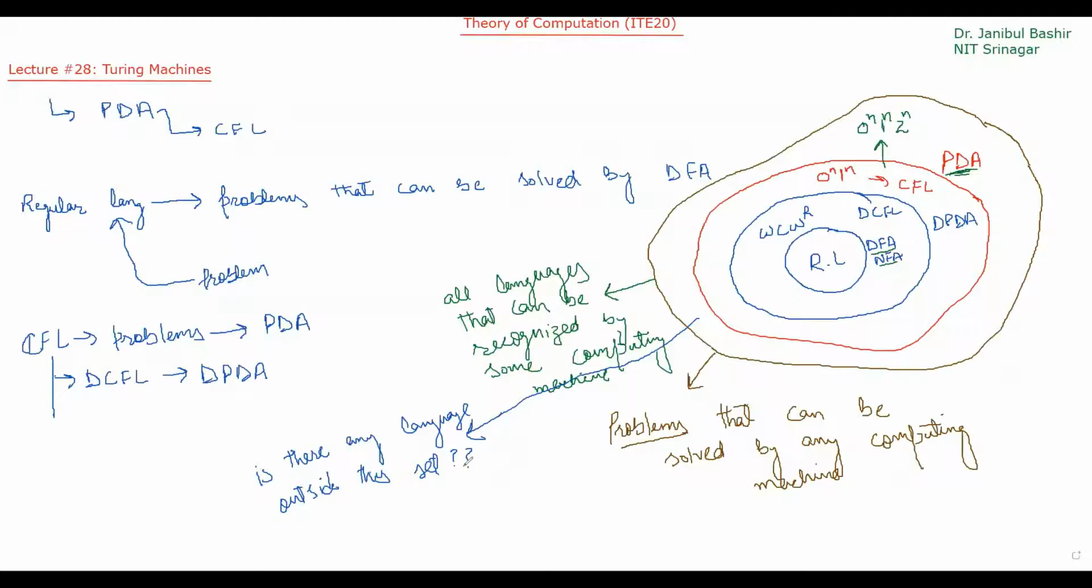So what does that mean? It means, is there any problem that cannot be solved by a computing device, by any computing device? Okay, so let me rewrite it here.